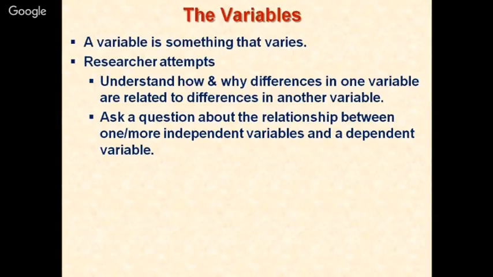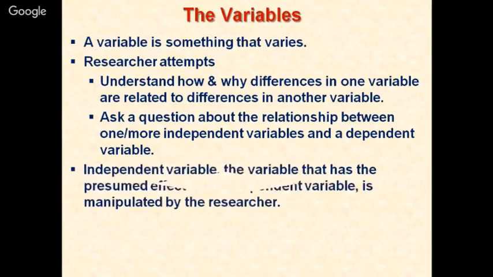So ask a question about the relationship between one or more independent variables and a dependent variable. Independent variable: the variable that has the presumed effect on the dependent variable. It is manipulated by the researcher. Say treatment to one group, CAI package, to the other group, conventional. So the teacher is manipulating. Okay.